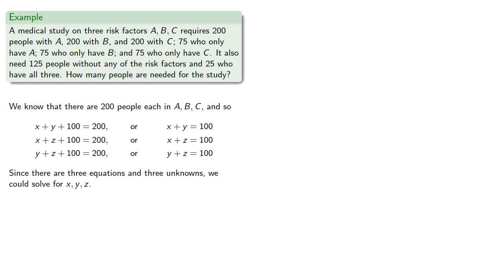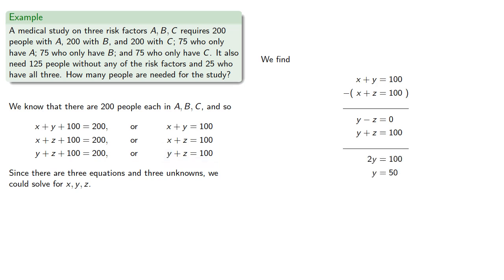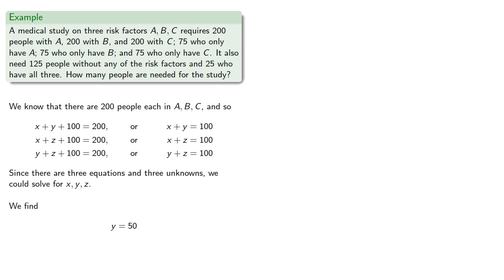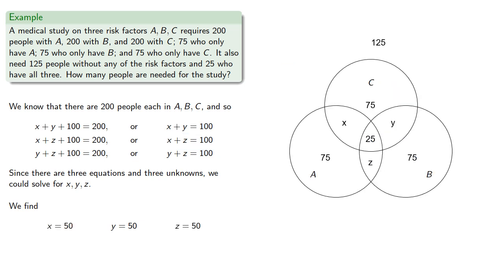So if we take our first 2 equations and subtract them, we'll eliminate X. And if we add our third equation, that will eliminate Z. And so we find Y. And we can substitute this value of Y into our first equation to get X. And our value of X can be substituted into our second equation to get Z. And that accounts for everybody. So adding up all those numbers gives us the total.